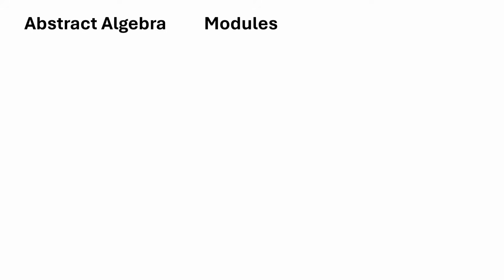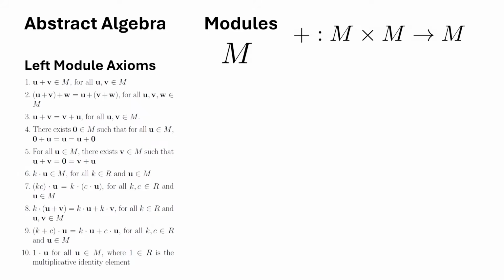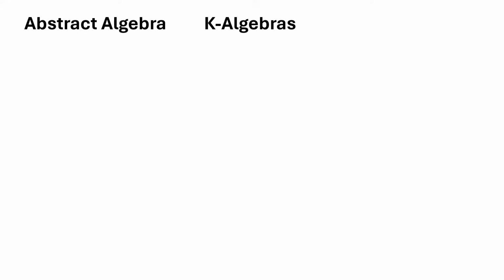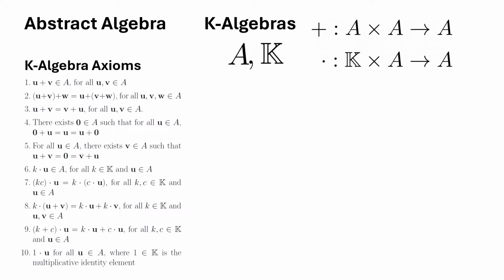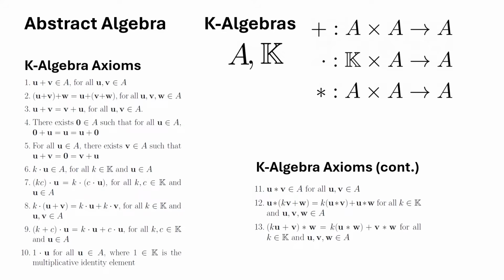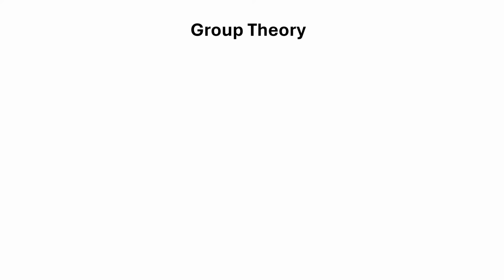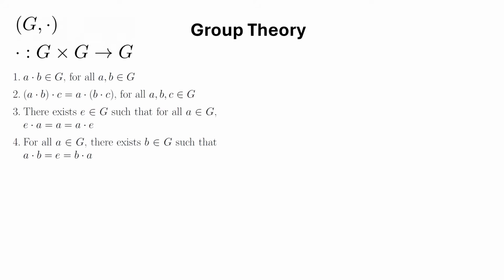Modules. These are similar to vector spaces, but instead of having the scalars come from a field, it is only required that the scalars form a ring. If the ring is not commutative, then the module is defined as either a left or a right module depending on which side the scalars will be on. K-algebra. These are vector spaces with a field of scalars called K, where a bilinear product is also defined on the vectors.